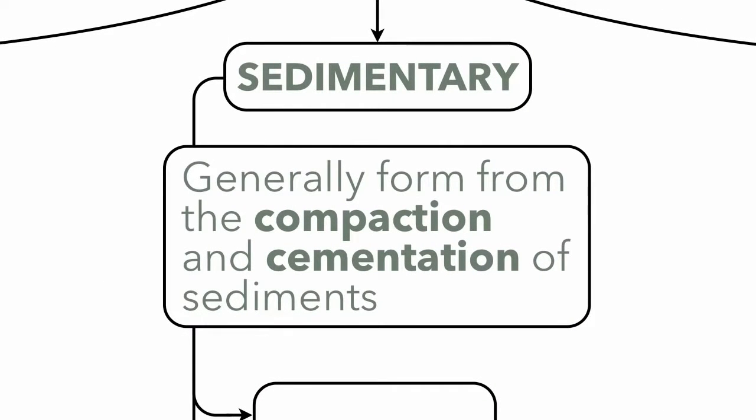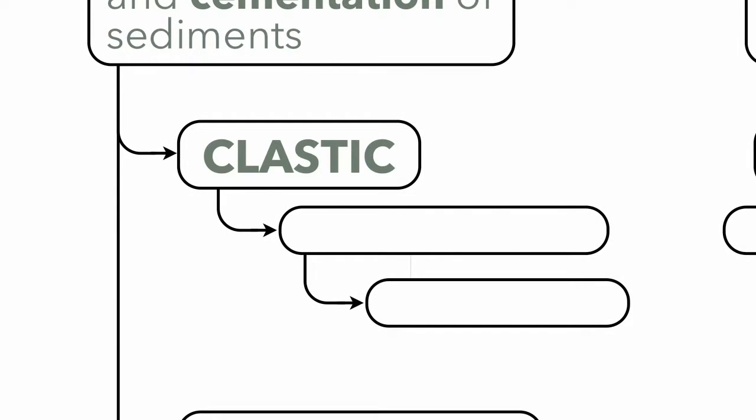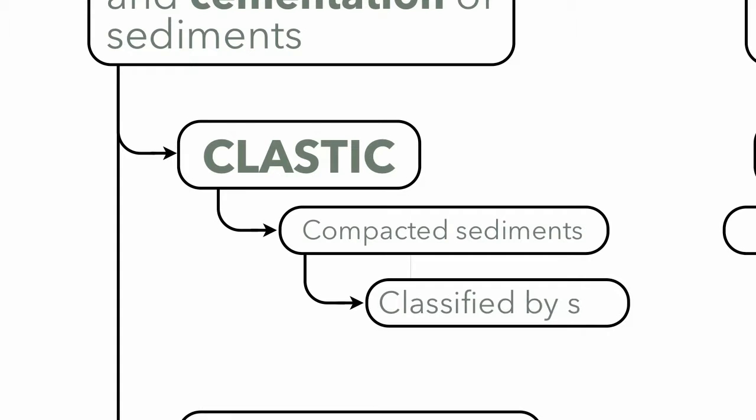Now, let's talk about the first type of sedimentary rock, because there really are 3 types. The first type of sedimentary rock is called a clastic sedimentary rock. Now, a clast is actually just a fancy word for a sediment. So these are actually the types that we have already been discussing. These clastic sedimentary rocks form from compacted sediments, and these are generally classified according to their size.